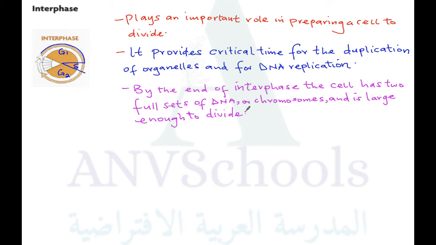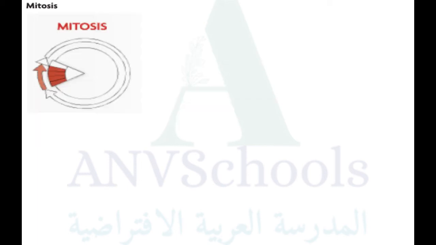Then it will go to the next stage, which is mitosis. As you can see, mitosis here is highlighted in red. That is mitosis. Mitosis divides a cell nucleus into two genetically identical nuclei. That is what mitosis does.